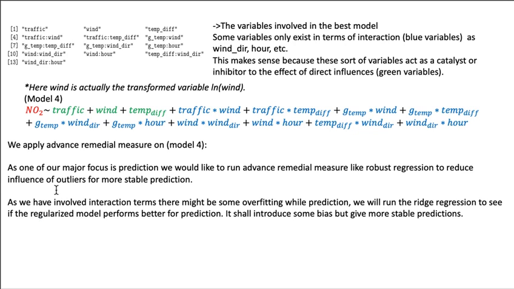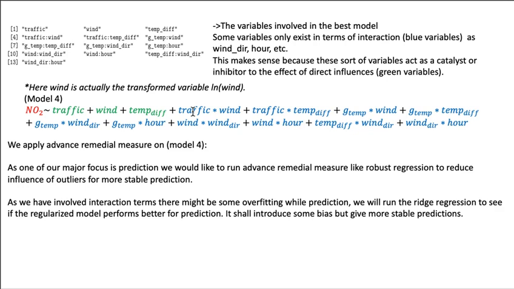So the p equal to 14 model, which variables does it include actually? I extracted the variables which the best model comprises, and this is the list of the variables. Some of them are direct influence variables, and most of them are actually interaction terms. So I have written it down in a more readable way. These two in red are the response variables. These green terms are the direct influence. So only traffic, wind, and temperature difference are the direct influence variables.